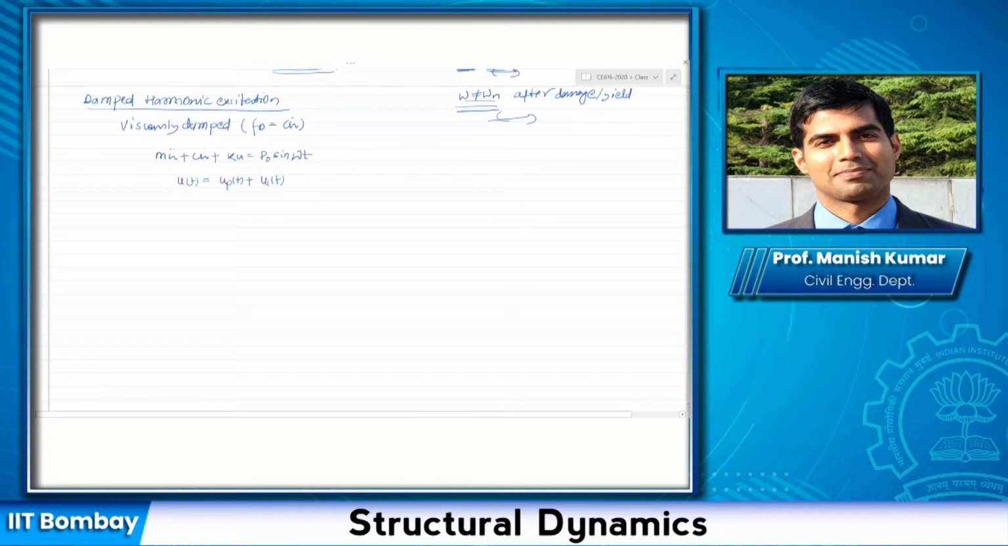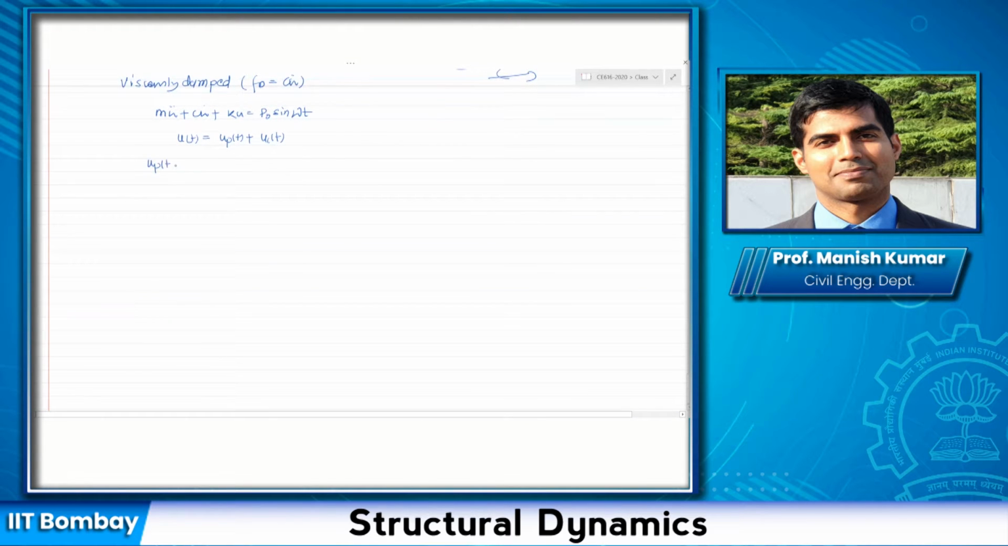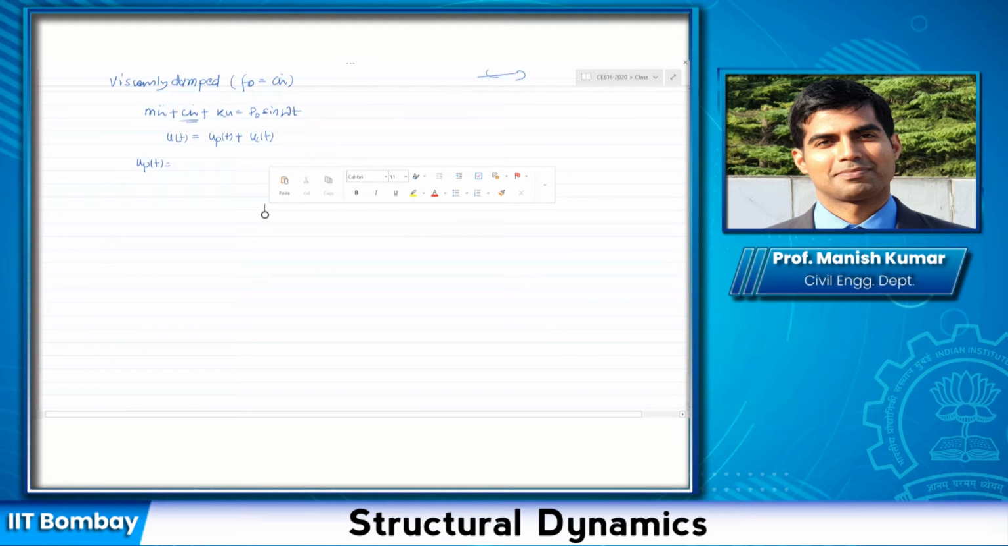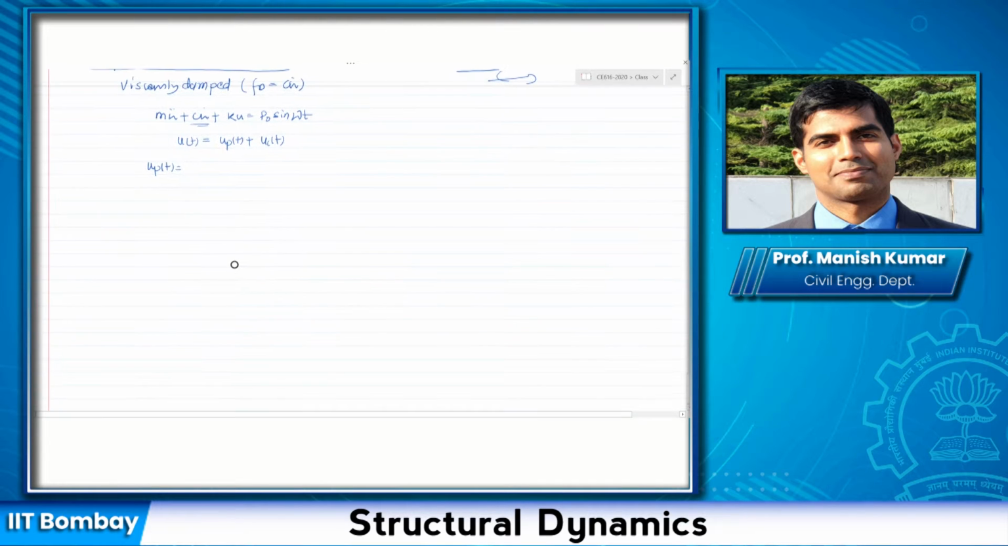Now the particular solution for this type of equation, where I have u double dot, u dot and k u, and the right hand side I have only sine omega t. So u of p of t would be of the form, remember that there is double differentiation and single differentiation both, so I would have the sine and cos both terms. So I represent the general solution of the particular solution here as c sine omega t plus d cos omega t.